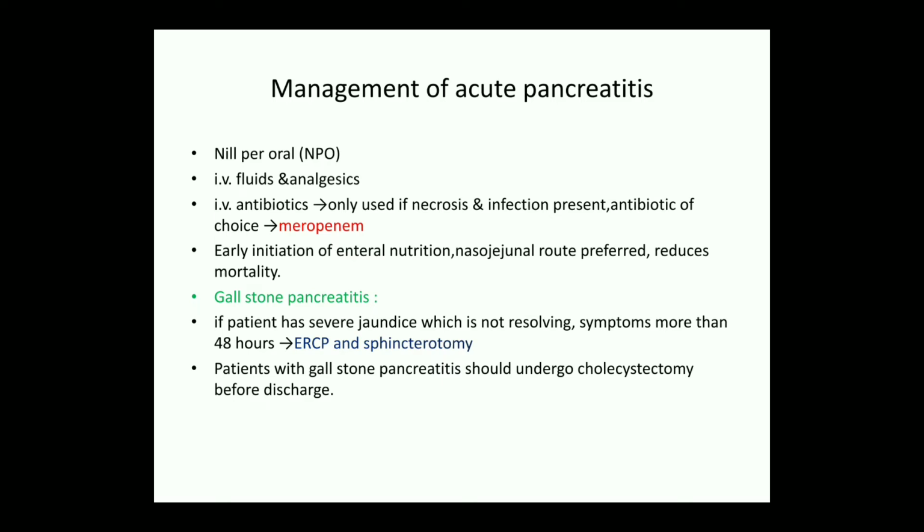And in case of gallstone pancreatitis, as I said, gallstone is the most common reason. If the patient has severe jaundice which is not resolving, and symptoms for more than 48 hours, then we have to go for ERCP with sphincterotomy. And patients with gallstone pancreatitis should always undergo cholecystectomy before being discharged from the hospital.